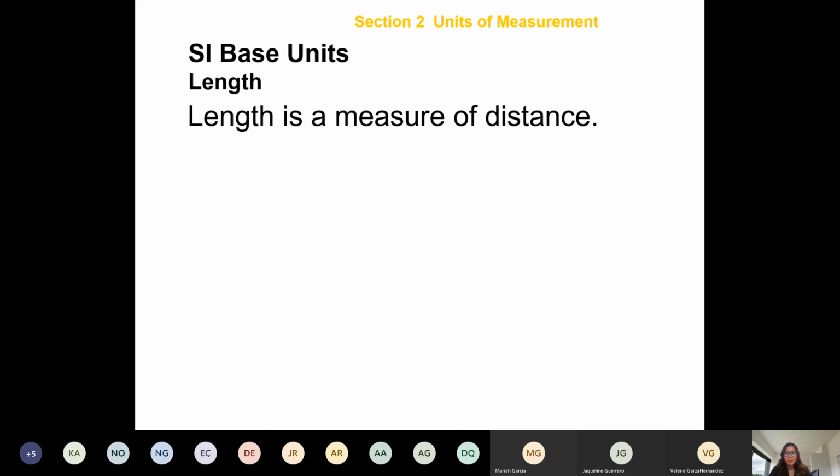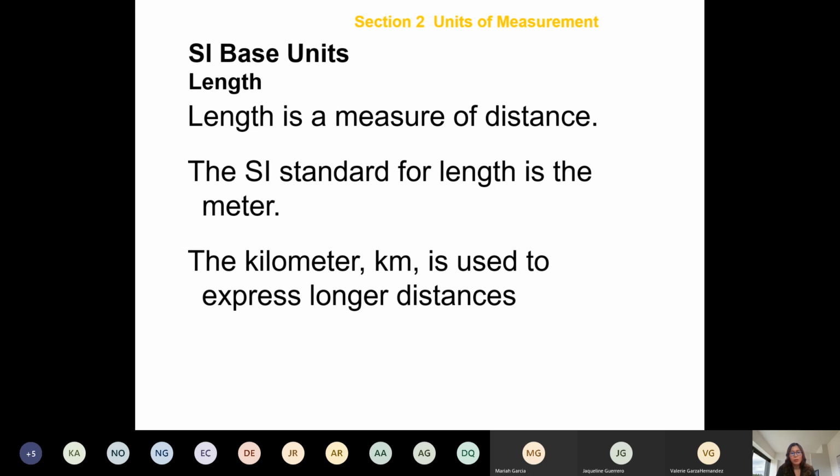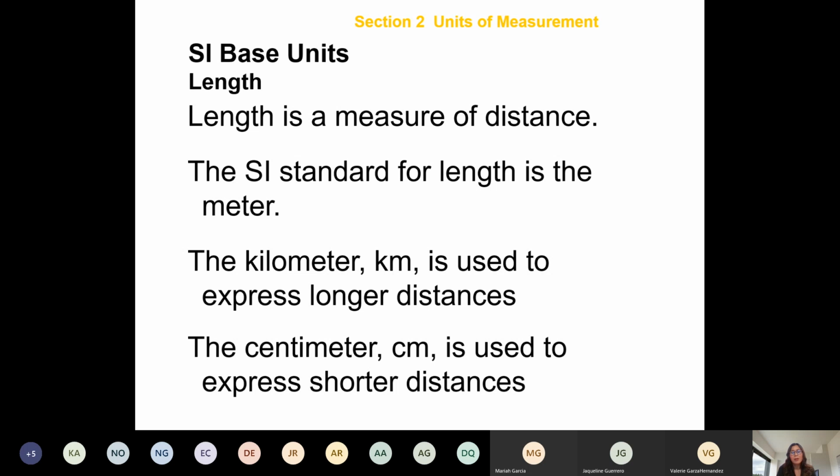Length is a measure of a distance. We can also call it width or height, but they're all measuring the distance. And that is always measured in meters. That's the standard measurement for length. Sometimes you can have longer distances, and that's when we use the kilometer. Or sometimes you can have shorter distances, and that's when we use the centimeter or the millimeter. But the basic unit is the meter. So that's length, and whether we call it height or width, they're all measured in meters.